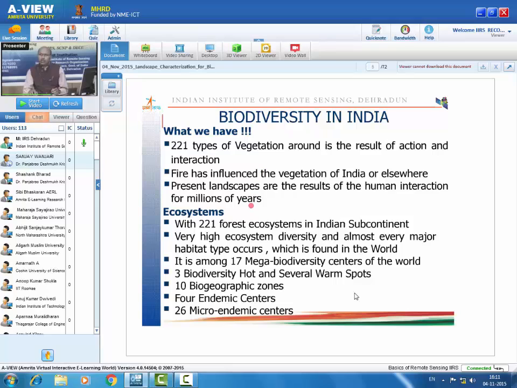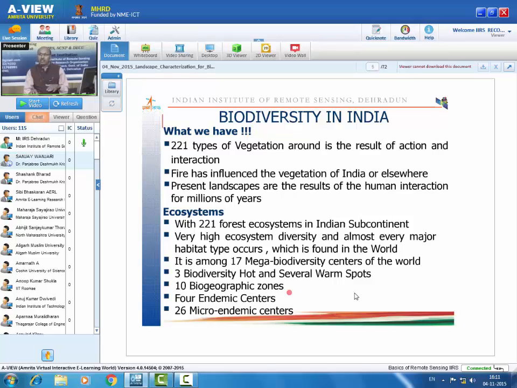With these 220 types of forest ecosystems found in India, we have very high ecosystem diversity, which doesn't occur in many places, and that's why it's very important that we try to protect it. So this is, you can say, one of the 17 mega biodiversity centers of the world. It has, as I said earlier, 3 biodiversity hotspots, and there are several warm spots.